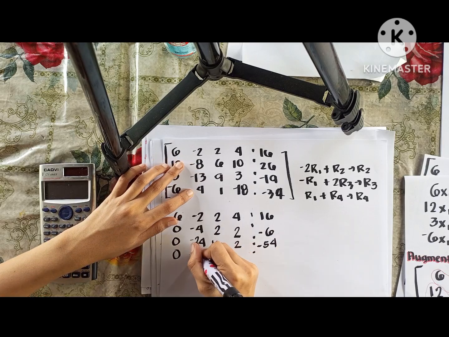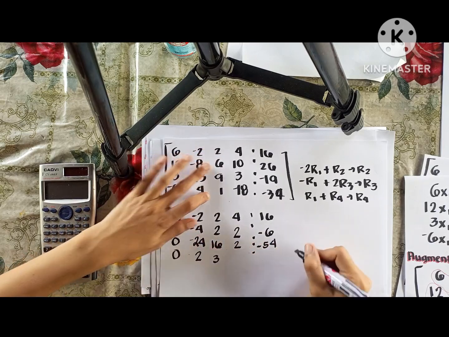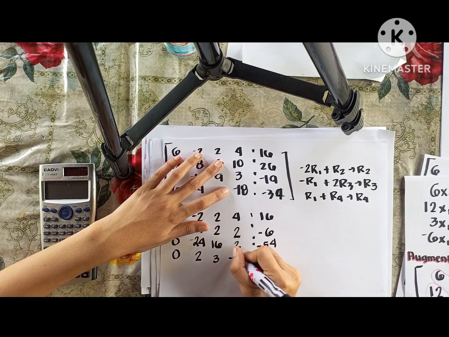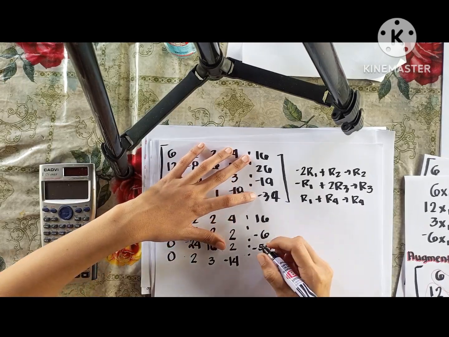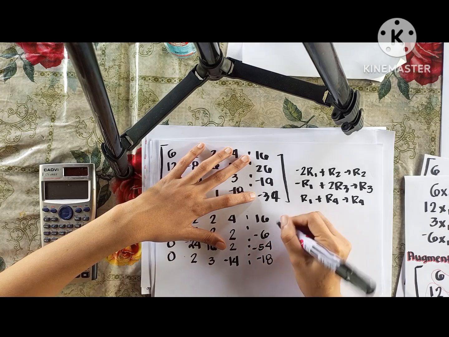Next, R1 plus R4: 6 plus negative 6 is 0. Negative 2 plus 4, that is positive 2. 2 plus 1, that is 3. 4 plus negative 18, that would be negative 14. And 16 plus negative 34, that is negative 18.